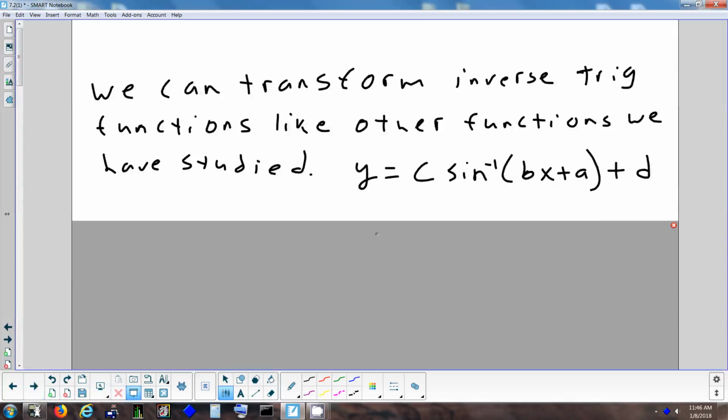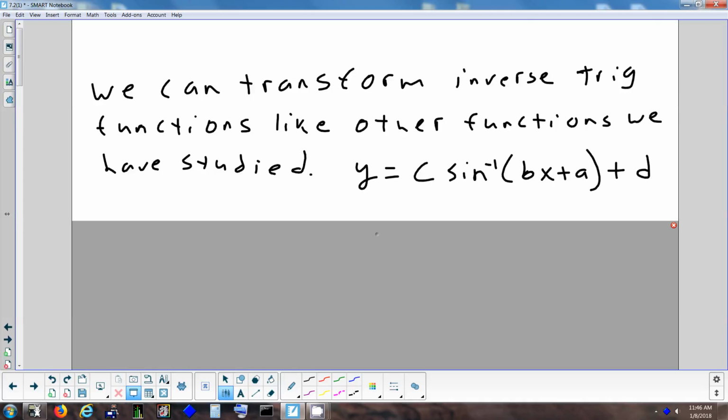How about B? Horizontal stretch. All the stuff inside the function is always your horizontal. It always does the opposite of what you would expect. Okay, we've said that over and over. So A is your horizontal shift. B is your horizontal stretch. What about if you put a negative in front of B? What does that cause the graph to do? Flip. Causes it to flip.